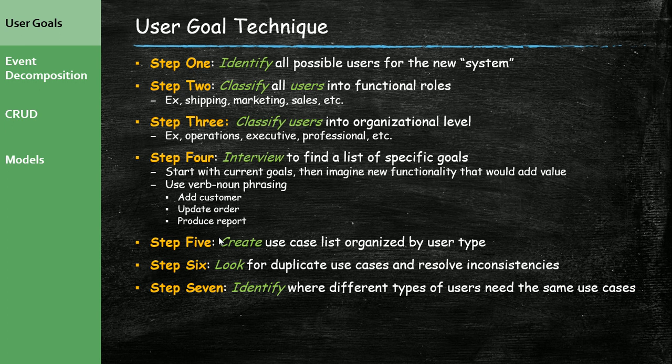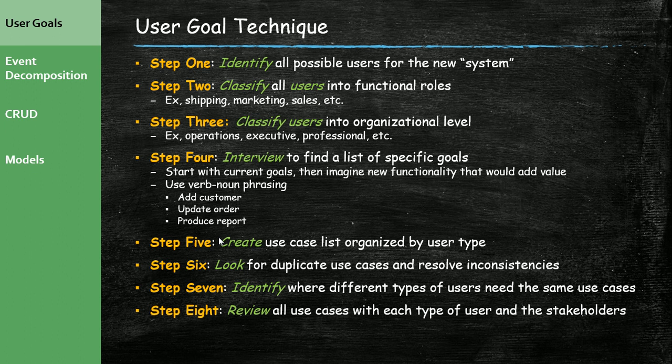And step 7, identify where different types of users need the same use cases, which I really just kind of described, jumped a little ahead there. The final step in the user goal technique is to review all the use cases with each type of user and the stakeholders. Make sure you got it right. Make sure that you properly defined and codified all the things that they're going to need to do with the system.